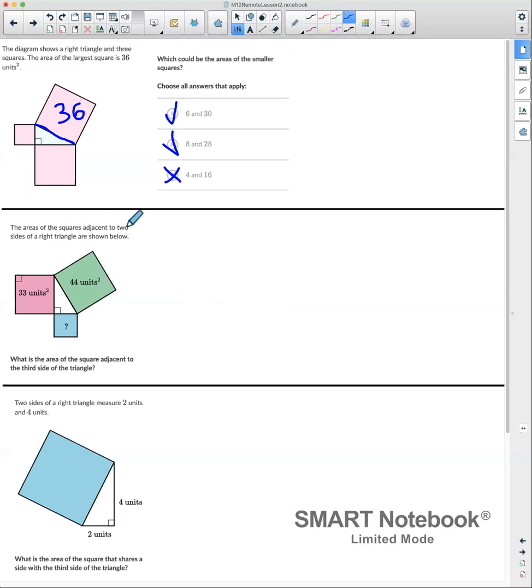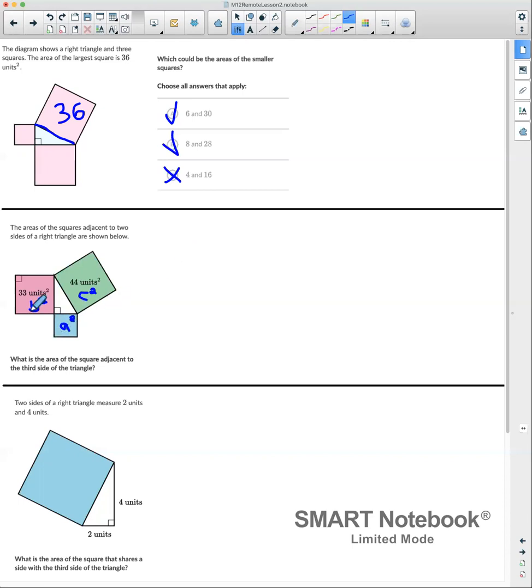The areas of squares adjacent to the two sides are shown below. So they give you the areas of two squares, and we have to find out the area of the square that's adjacent to the third side. In this case, this would be c squared, which represents the area of this side. So c times c, which is c squared. Over here, this will be b squared. Doesn't matter, it could be a squared if you want, but let's do b squared. And this area is going to be a squared.